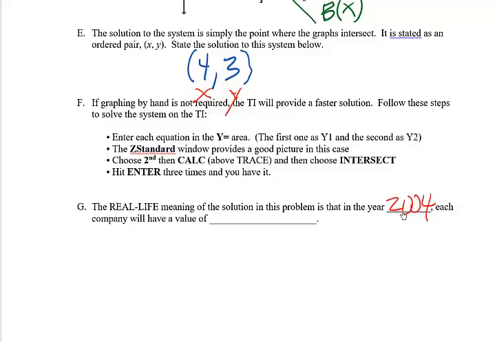What happened in the year 2004? Well, each of these companies had the same value that year. What was the value? The value comes from the Y, the 3. And we're not going to say $3. Remember, the Y was in millions of dollars. So this 3 means $3 million. We are saying that in the year 2004, each of these companies had a value of $3 million.